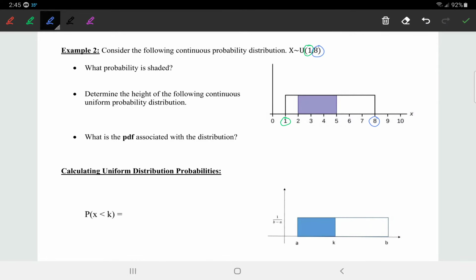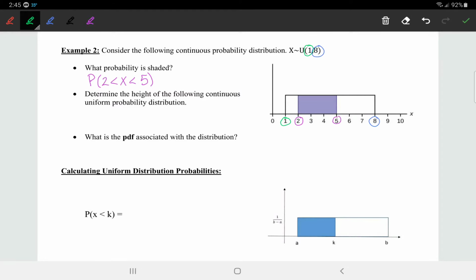Right? So what probability is shaded? Well, we just go and look at the box. The lowest value that starts is 2, and the highest value that's shaded is 5. So we are looking for the probability that X goes in between 2 and 5. We'll be back to calculate that in a minute, but that is the probability that is shaded.